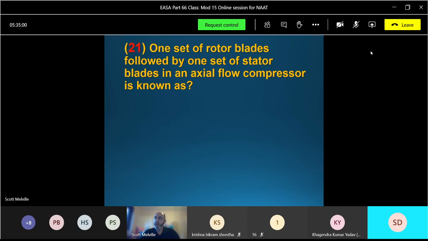One set of rotor blades followed by one set of stator blades in an axial flow compressor is known as a spool? No. Compressor section? Not quite. Stage, sir, stage. Yes, good man.